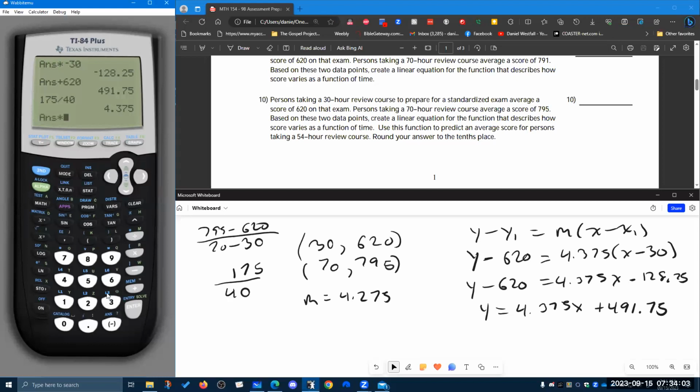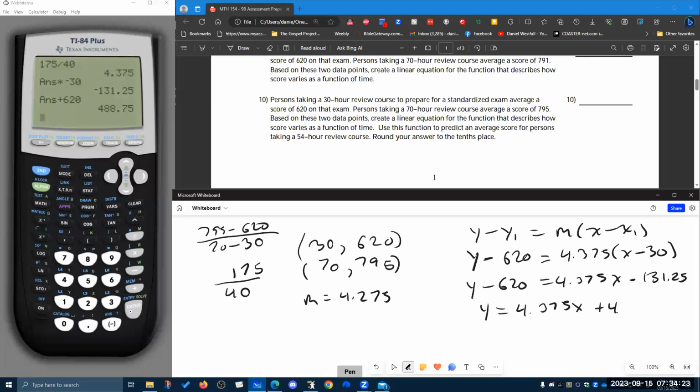So times a negative 30.31.25. Add 620 to that. And 488.75. Okay.